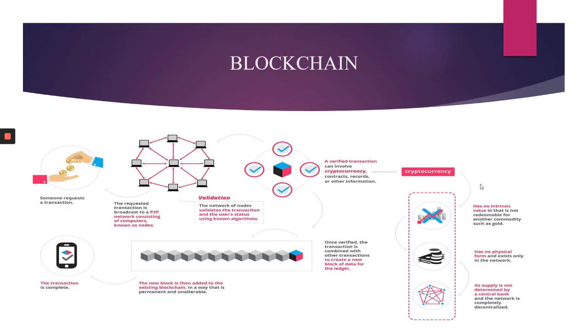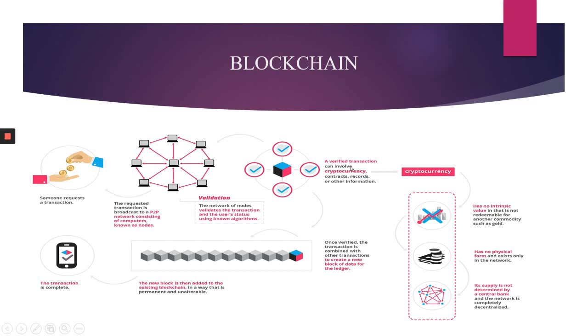This is how blockchain works. If someone requests a transaction on a system, then the transaction is recorded and sent to a peer-to-peer network of connected nodes, which validate the information of that request. After that, they verify the transaction through cryptocurrency records, contracts, or other information.